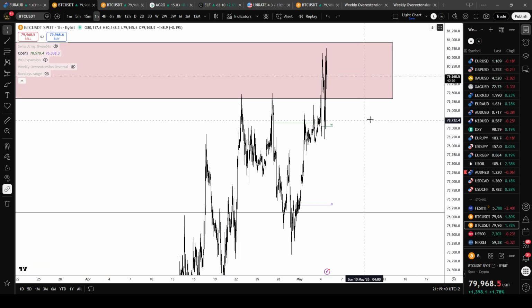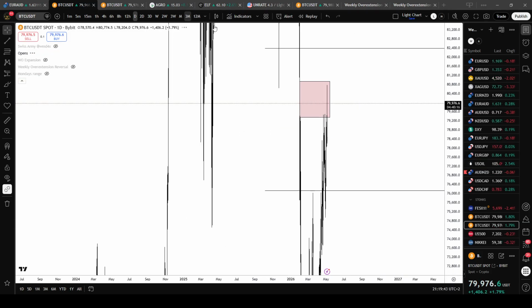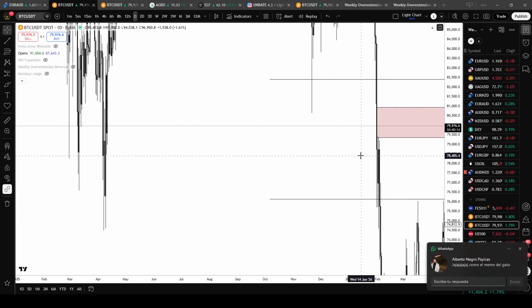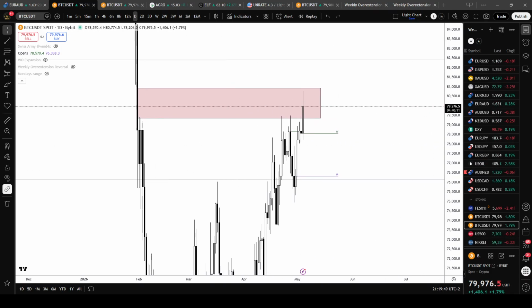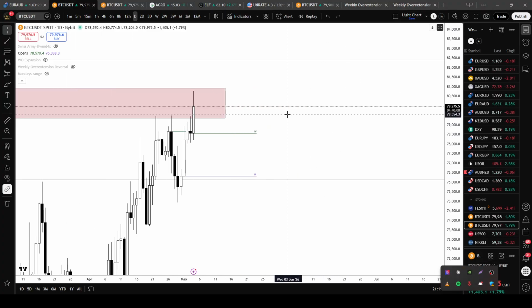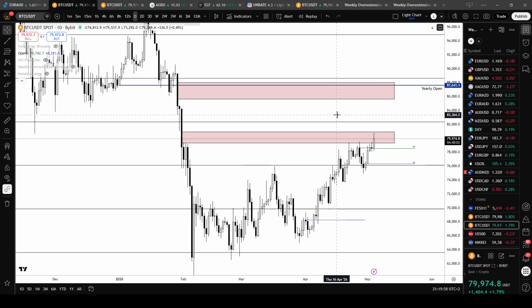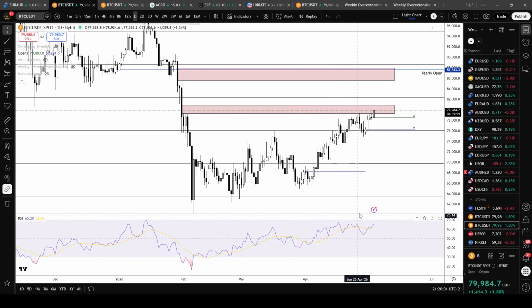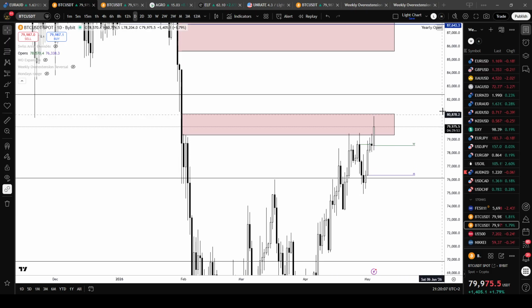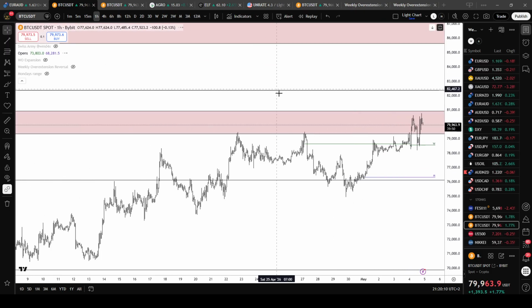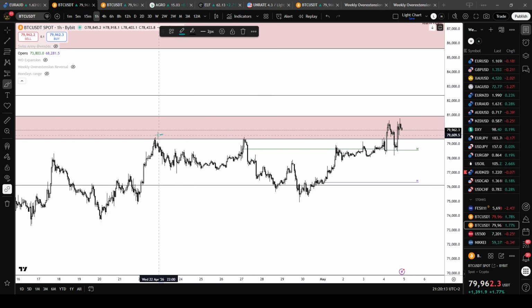Last but not least, I wanted to cover Bitcoin, because we are seeing the market grinding higher but into resistance, and we've had some reaction from this area here, sell off, sell off, sell off.